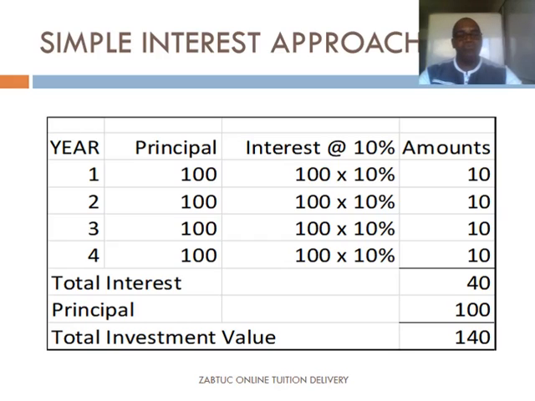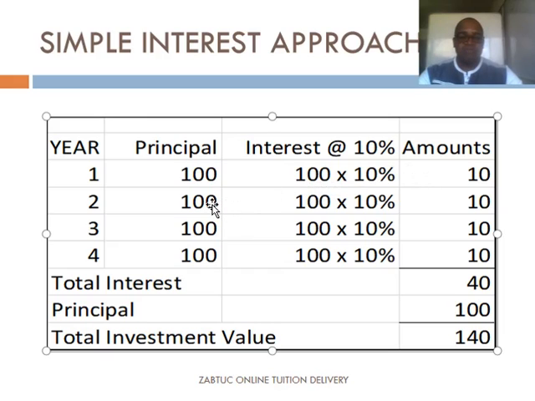Under the simple interest approach, I'm sure you can see what is happening there. What is happening really is that over the 4-year period, the amount of interest that is earned is equal. How does that happen? So once you come to year 1, you invest 100, you earn 10%, and this gives you $10.